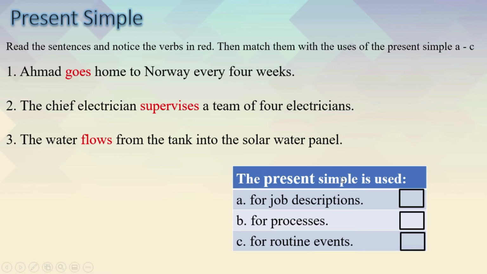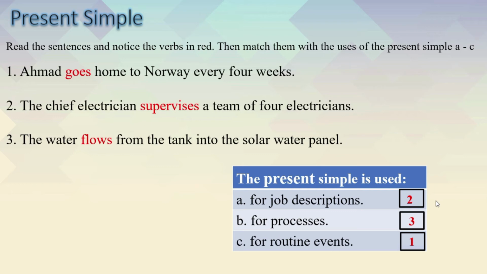Now, the present simple is used for job description, for processes, for routine events. So now, which one is for job description? It is 2. For processes is 3. And the last one for routine event, that's habit, is number 1. So we can use the present simple for job descriptions, for processes, and for routine events.